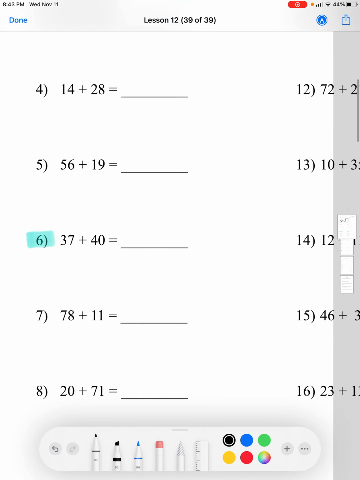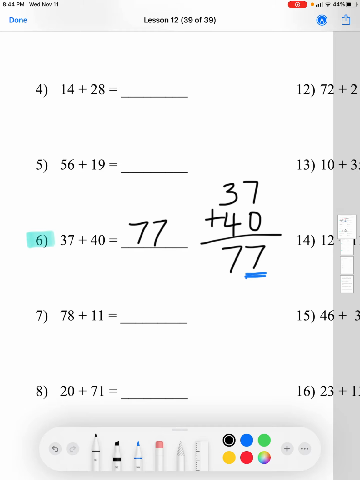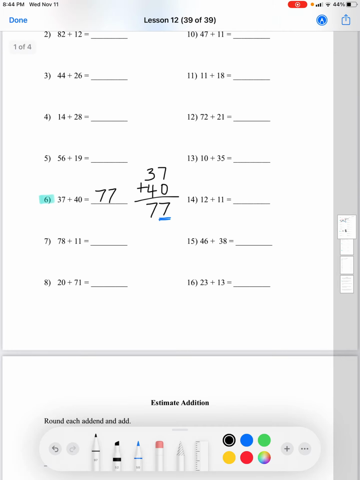Now let's do our second example. We have 37 plus 40. Again, we'll rewrite the question right here. Again, we're always going to be starting with the ones place. We have 7 plus 0, which is 7. We don't need to regroup because 7 is a single digit. And then we'll move on to the tens place, 3 plus 4, which equals 7 again. So we have 77. So that's essentially how you do two-digit addition.